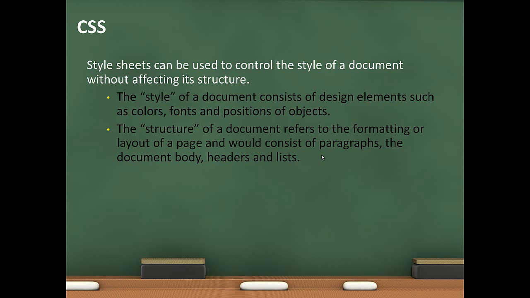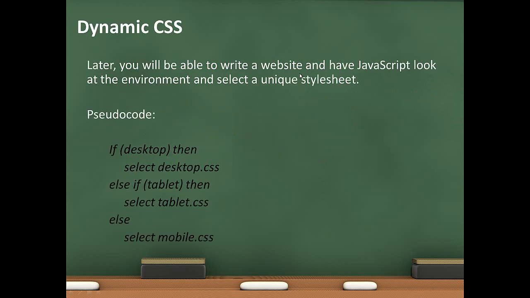So the style of a document consists of elements such as the color, the fonts, the positions, what it really looks like, the non-text stuff. If you were to strip out all the look and feel from an HTML document, all you would have is text. That's it. So the style refers to that look and feel, the pizzazz of a web page, whereas the structure refers to the formatting or layout of the page, with just the paragraphs and the information that exists inside of it.